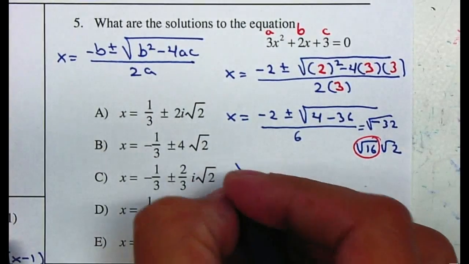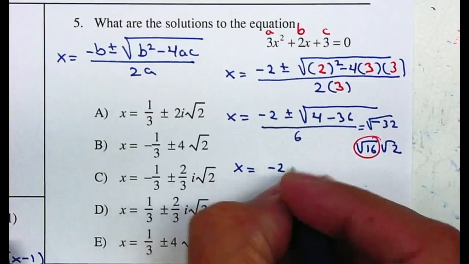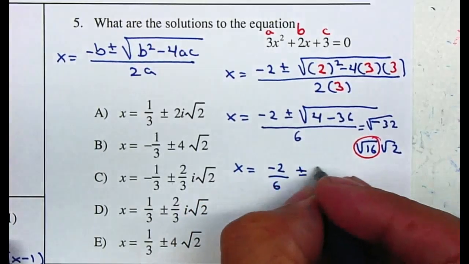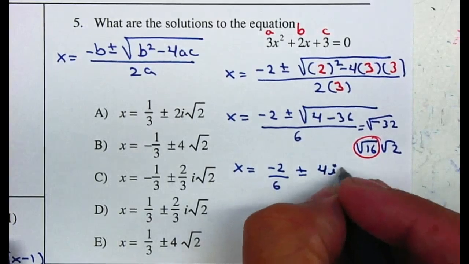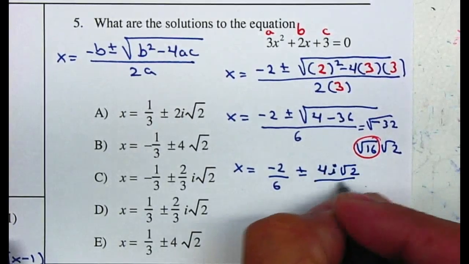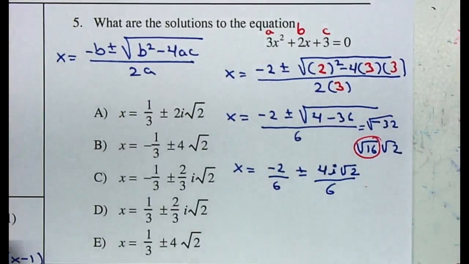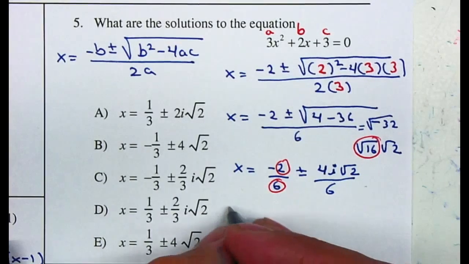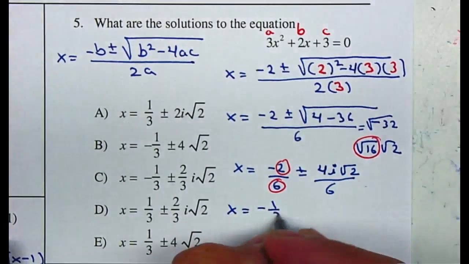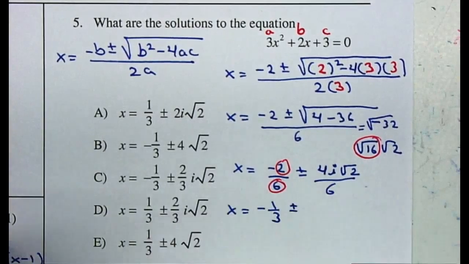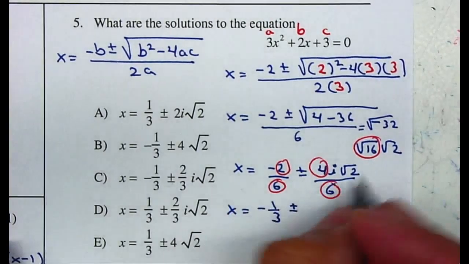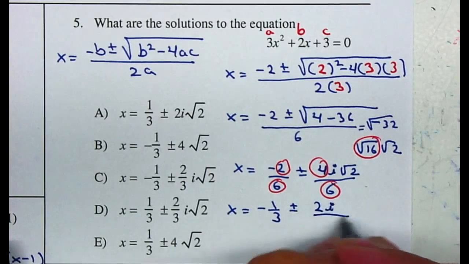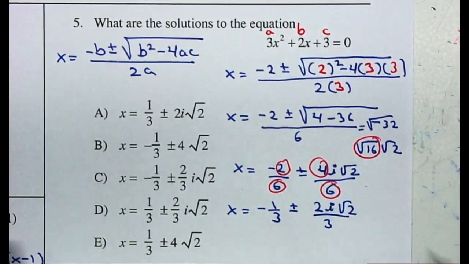That will give me x is equal to negative 2 over 6, I'm going to separate my fraction, plus or minus 4i square root of 2 over 6. And now I can reduce my fraction. 2 and 6 I can divide by 2, so it gives me x equal to negative 1 over 3, plus or minus, I can reduce my 4 and my 6 by dividing by 2, so it gives me 2i over 3. And I still have my square root of 2.